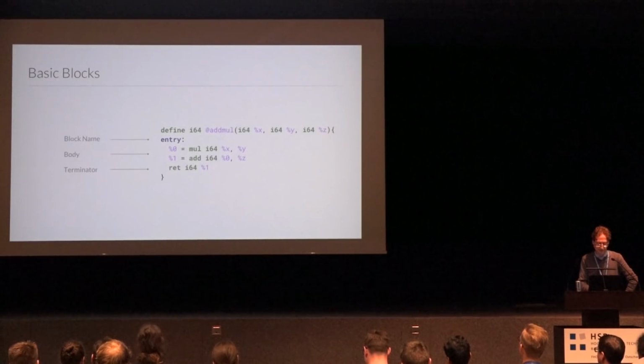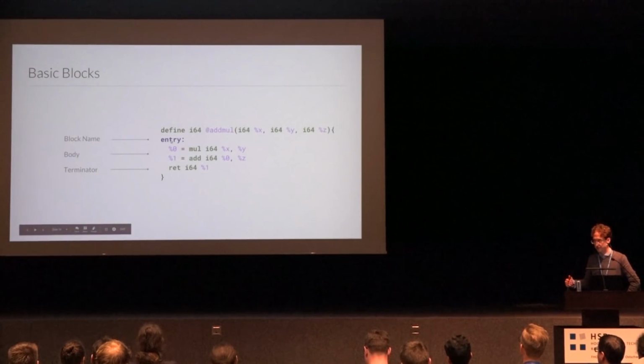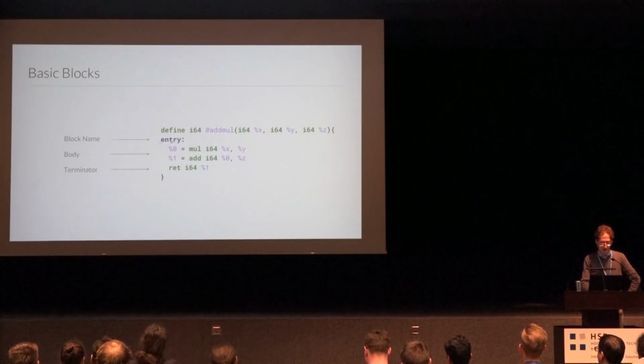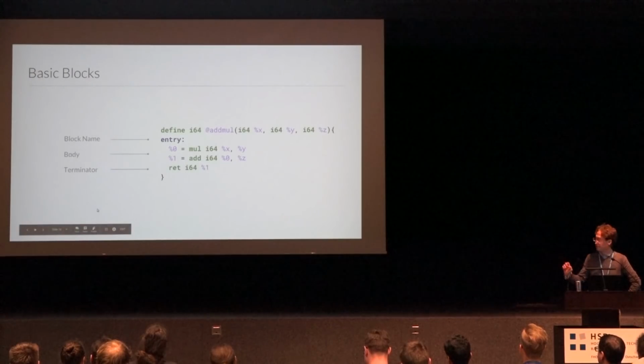So the basic block structure, like I said, is a function definition. It has a block name, which is a sequence of kind of named jump statements, and then a body of instructions, and then a terminator. So that's the most basic structure inside of LLVM.